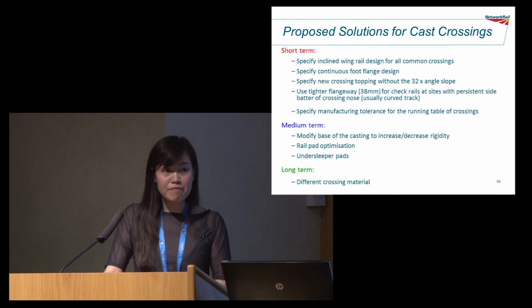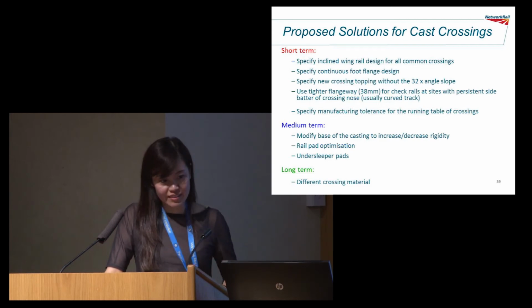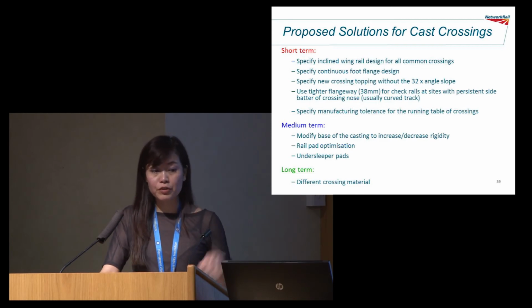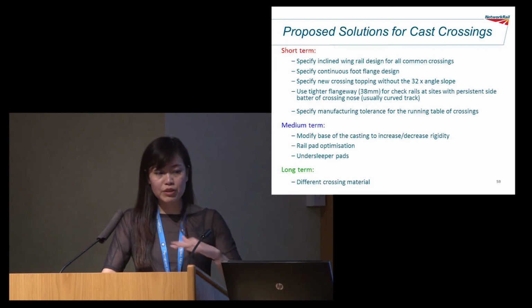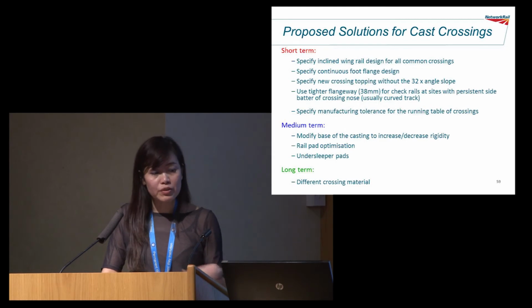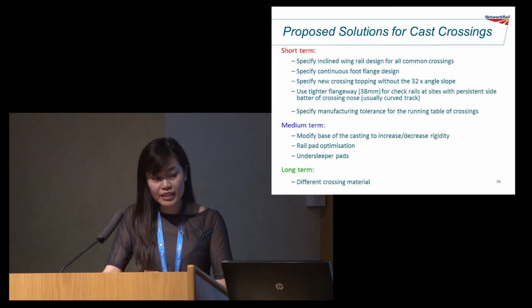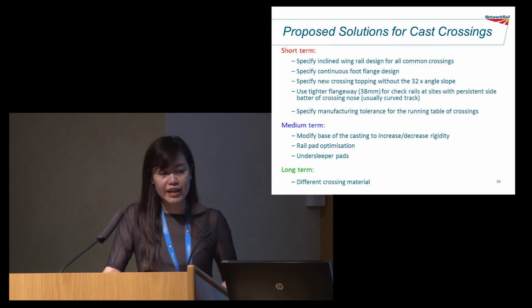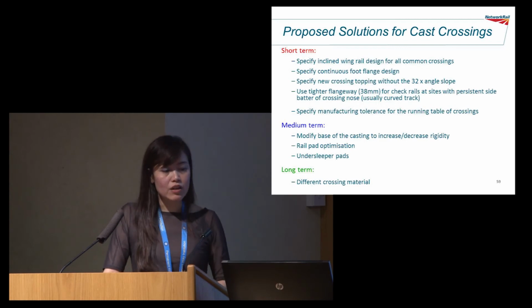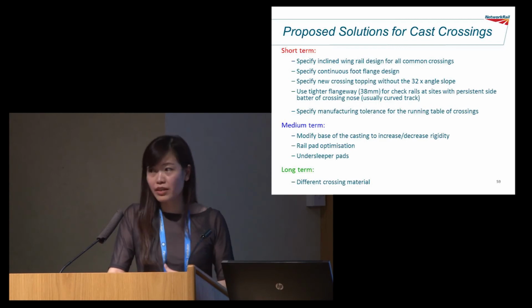We have also made our first HP premium rail check rail, which should be more wear resistant. We are also specifying manufacturing tolerance for the running table of crossings to make sure that we don't see any more banging. In the medium term, we will be looking at the base of the crossing to increase or reduce the rigidity. And as Ian said, we are looking at rail pad optimization and also under sleeper pads. In the long term, maybe look at different crossing materials.